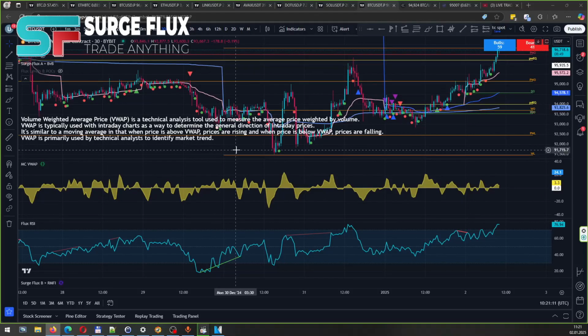In this video, we will look at the VWAP that you can find on Market Cipher that looks like this. And then we will look at VWAP indicators on Surge Flux A. So VWAP is not really an oscillator. It's a trend following indicator that is used to determine the average price of an asset weighed by trading volume over a specific period.